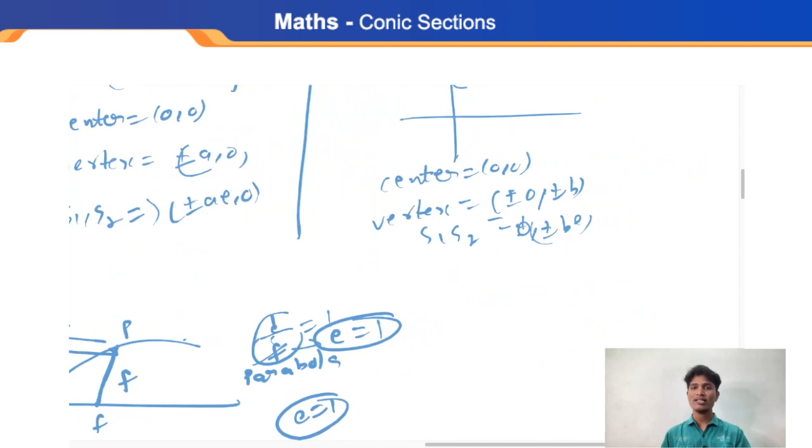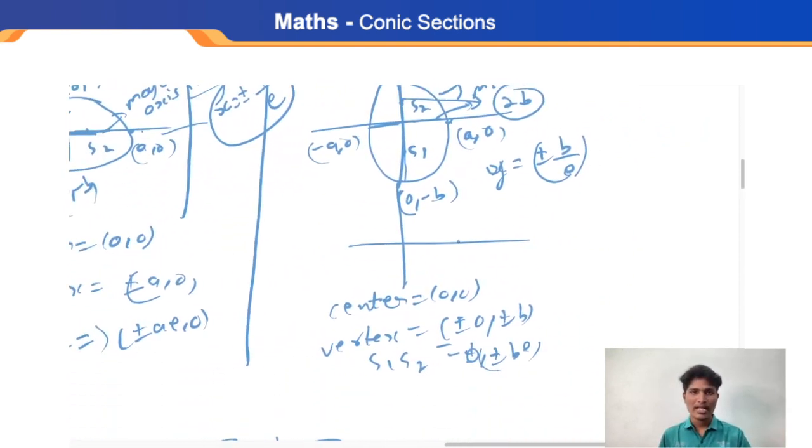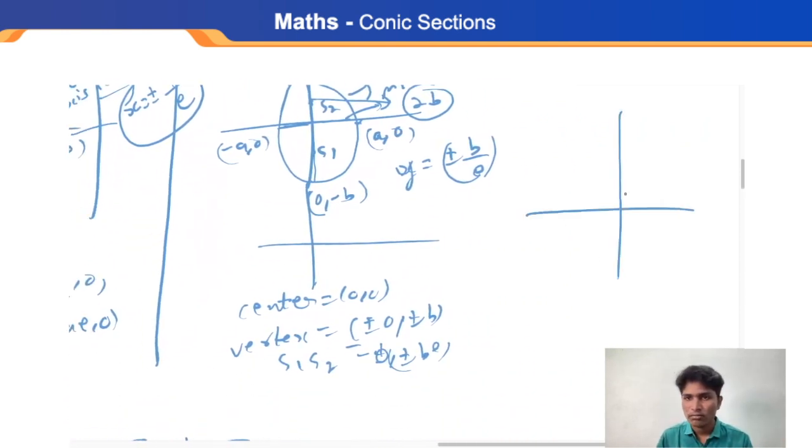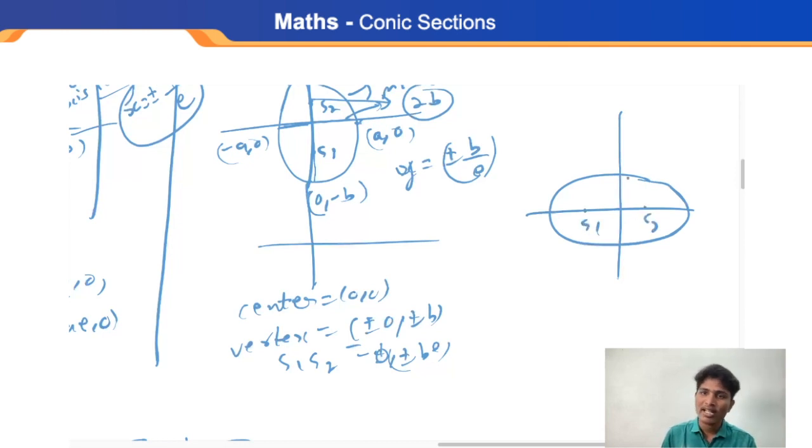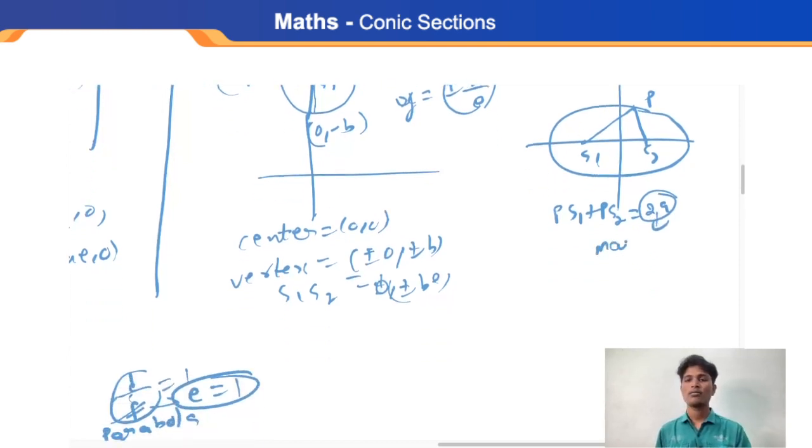And one important result in the case of the ellipse is, if I take the ellipse again here, suppose this is S1 and this is S2. If I take the point P here and join, this length PS1 plus PS2 is equal to 2a, which is equal to the major axis length. Very important. The major axis length, that is PS1 plus PS2, is equal to 2a.